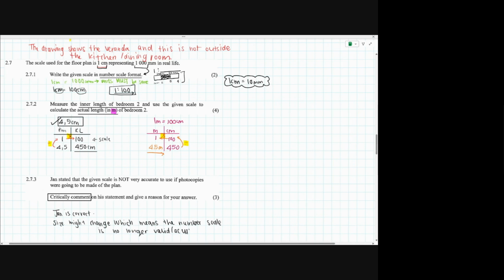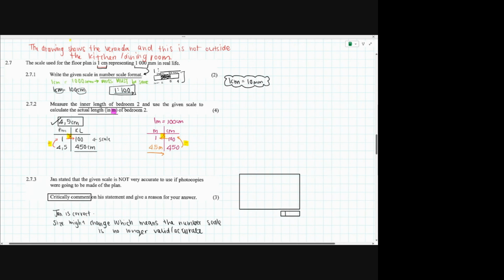Okay, now guys, this is something that's really important to remember with number scales. The second the size of your image changes, it's no longer going to be a valid scale. Now, let's say, for example, let's say you had this as your bedroom or whatever it was that you're looking at, and you were given a bar scale.